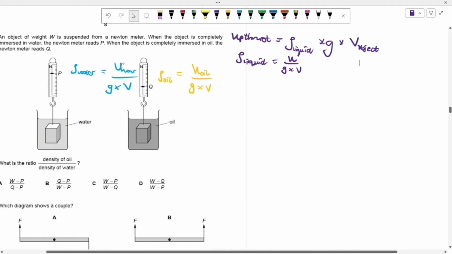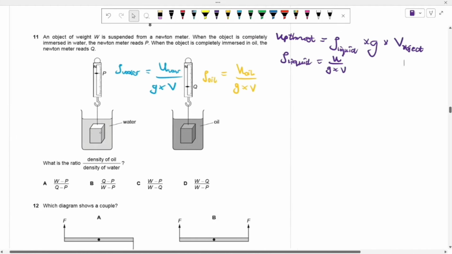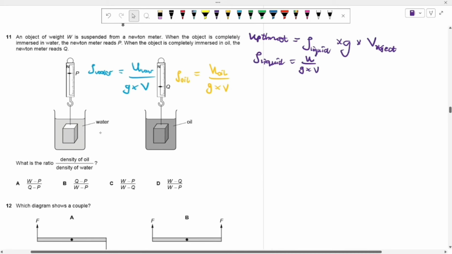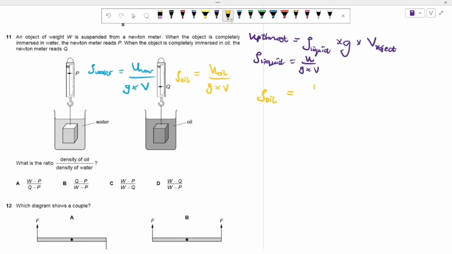Okay, now that we have that out of the way, we just want to find the ratio of the density of oil to the density of water. Whenever you see a question that has to find ratios, always start from the definitions and make that the subject of the formula. Then you simply just divide. So you're going to have the density of oil, which is equal to the upthrust of oil divided by G times V, over the density of water, which is just the upthrust in water divided by G times V. But you know that this is basically the same. So you're just going to be left with the upthrust in oil over the upthrust in water.